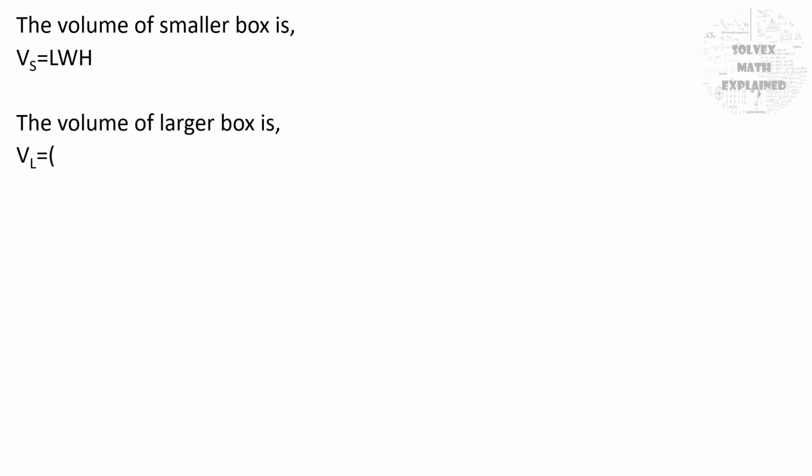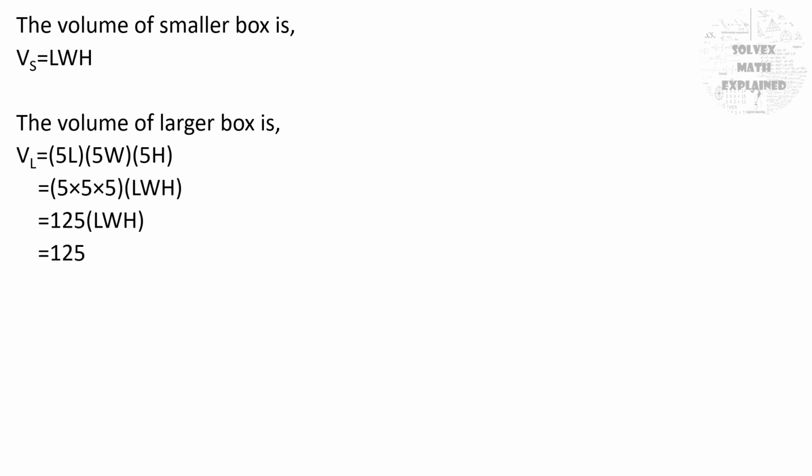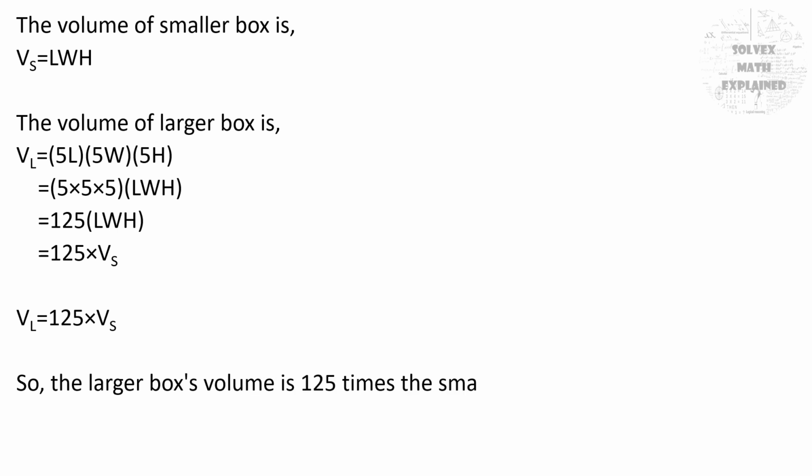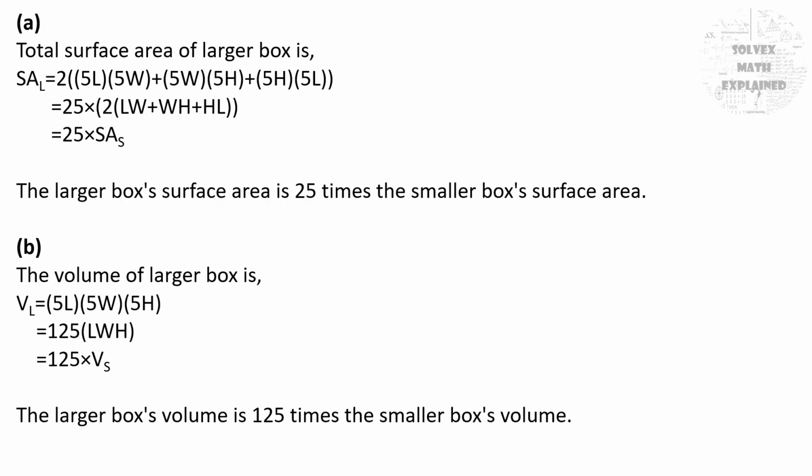Similarly, the volume of the larger box is VL equals 5L times 5W times 5H, which is equal to 125 times LWH. We know that LWH is VS, which is the volume of the smaller box. Thus, VL equals 125 times VS. So, the larger box's volume is 125 times the smaller box's volume. The answers can be concluded as shown here.